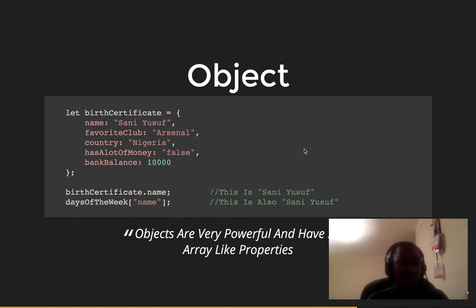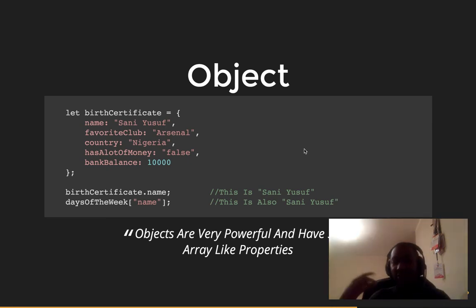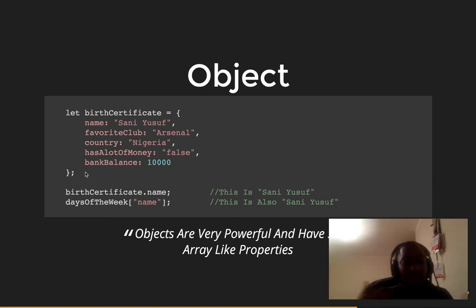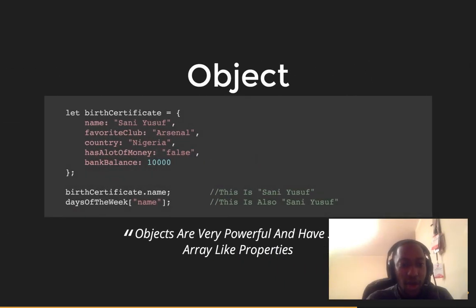And then we have an object. Objects are very similar to arrays, but they're very different as well. An object is how you can have what we call a key and a value. So this is how you create an object. You use these two curly braces, and whatever is inside is separated by commas. With arrays, you use the square brackets, while in an object you use the curly braces, and then you give a key. So this key is called name, and Sani's favorite club.